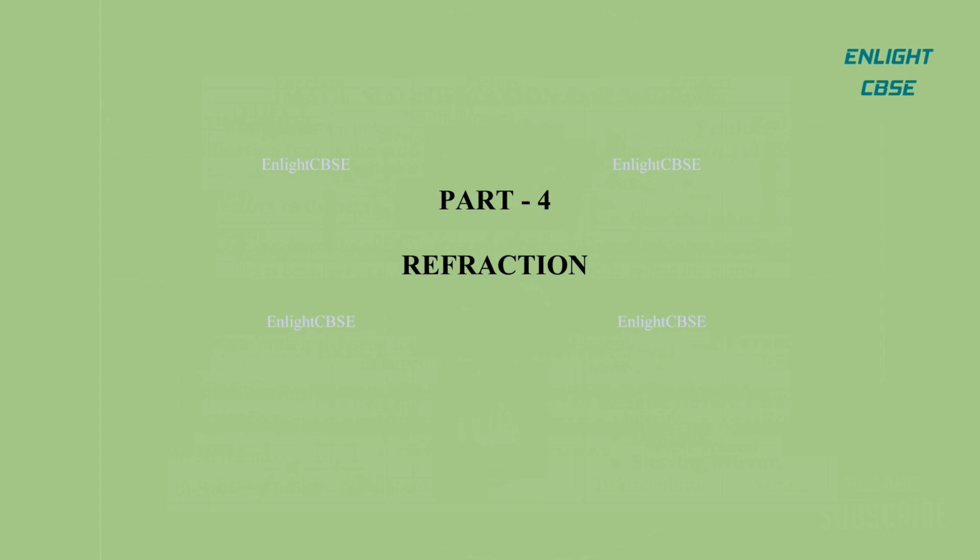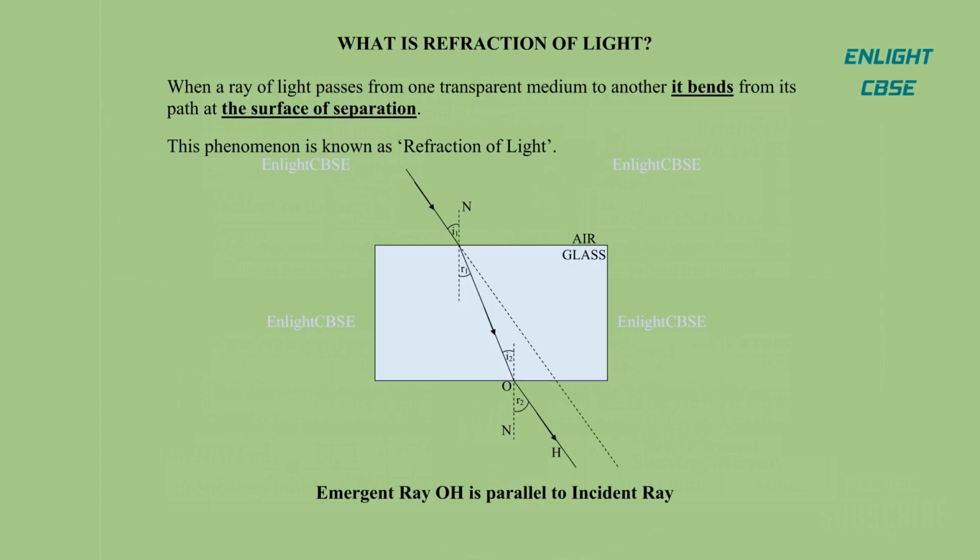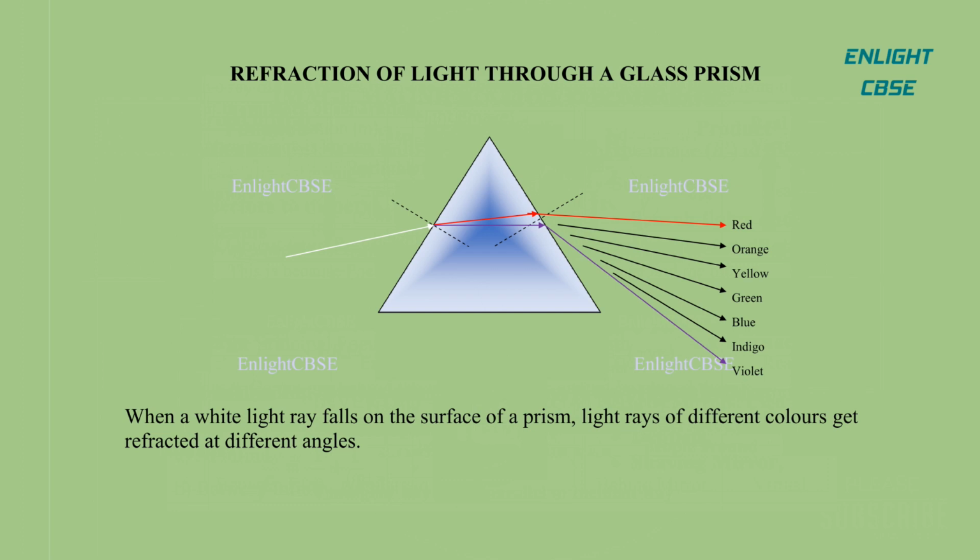Light Part 4, Refraction. What is refraction of light? When a ray of light passes from one transparent medium to another, it bends from its path at the surface of separation. This phenomenon is known as refraction of light. Emergent ray is parallel to the incident ray. Refraction of light through a glass prism. When a white light ray falls on the surface of a prism, light rays of different colors get refracted at different angles.